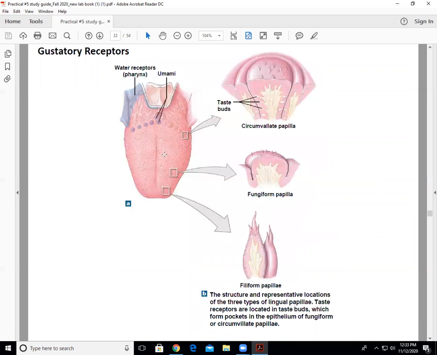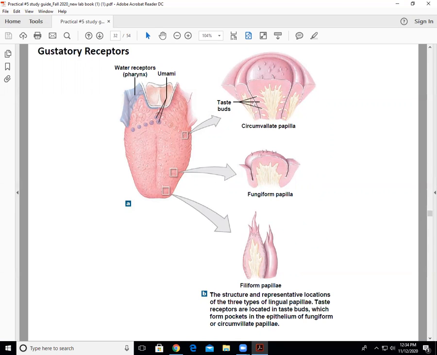Actually, we've got some more gustation here. So with gustation, different receptors and papilla we want you to know about. So these are the filiform papillae. They look like flames. You have the fungiform papillae. It's kind of a big button. And then the circumvallate papillae. You have the rings around the central area.